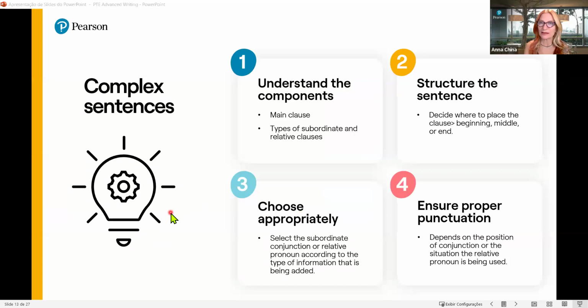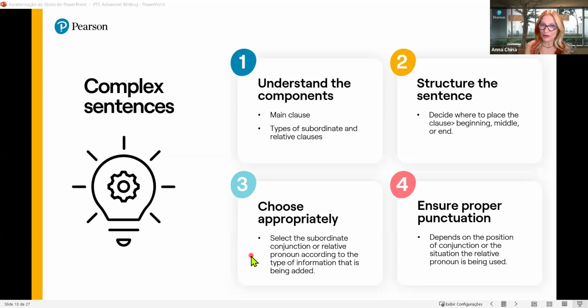Okay, so complex sentences. This is a little structure that I like to use as a teacher. So the first thing that we have to help them do is understand the components. What is the main clause and what are the types of subordinate and relative clauses that can be used? The second is to structure the sentence. Decide where to place the clause: beginning, middle, end. Is it to begin the sentence with the subordinate clause? Then you have to choose appropriately.